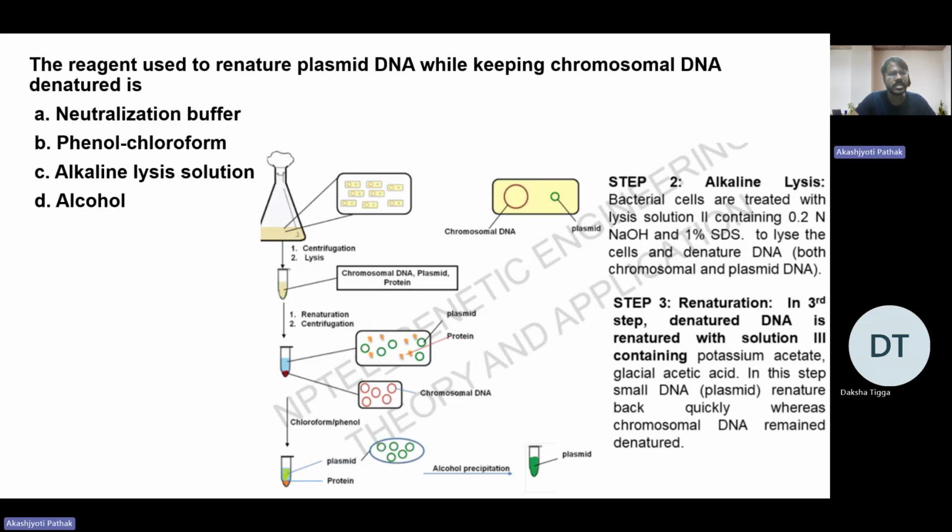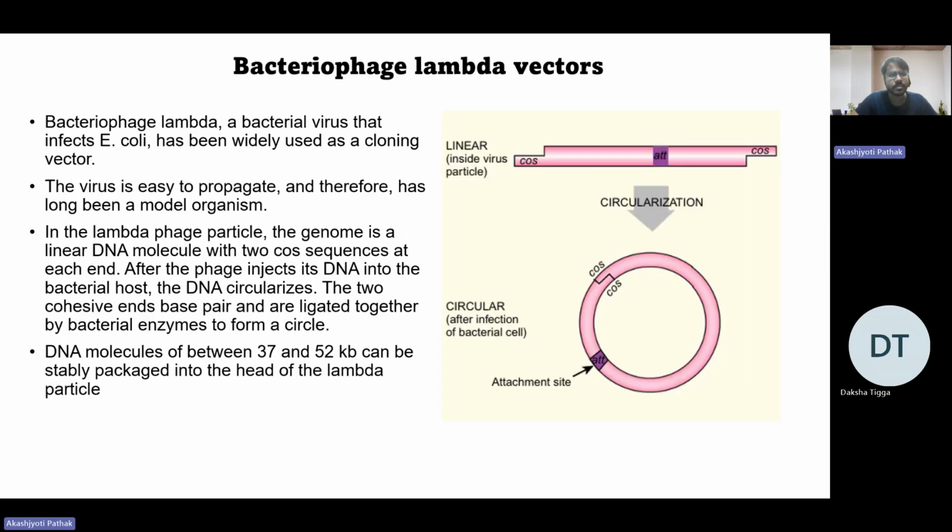Now answer this question. The reagent used to renature plasmid DNA while keeping the chromosomal DNA denatured. What is this? It is your neutralization buffer, isn't it? Option A. It renatures the plasmid DNA because you are lowering the pH now. You are adding acetic acid and potassium acetate.